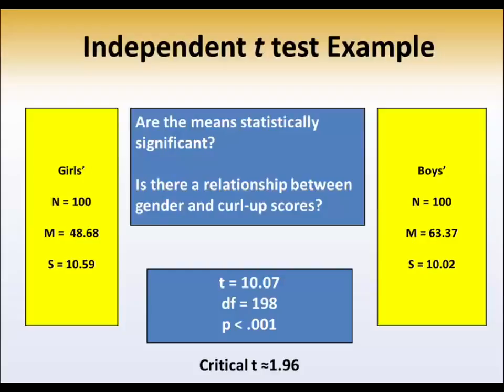So it's very unlikely that you would get a difference of 48 to 63, about 15 curl-ups, if in fact they are equivalent. Think back to our critical value now. The critical value in this case is about 1.96 with 198 degrees of freedom. So you would reject the null hypothesis and conclude that there is a mean difference between boys and girls. That is, there's a relationship between your gender and how many curl-ups you can do.